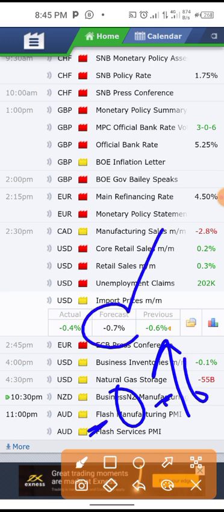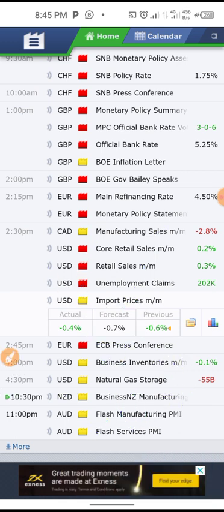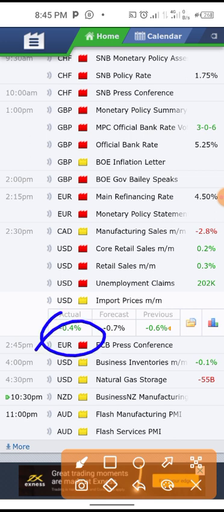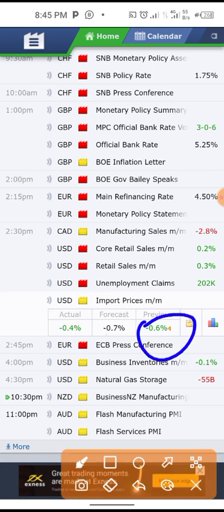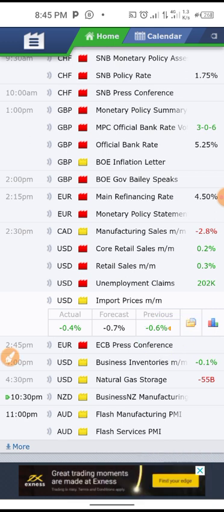So the forecast is minus 0.7, and the actual is minus 0.4. So we can see that the number is actually going down. You might want to ask, why is this news positive? If you are a mathematics student, you will understand this: because of the minus before the number, the lower the number, the more positive it becomes. But let's ignore that one.